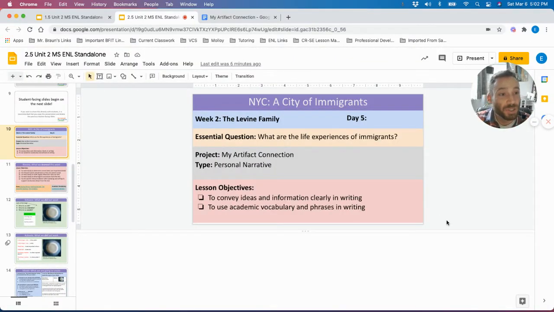So today we're going to be doing our final project for the week. This is a continuation of last week's project where we selected artifacts that were important to our culture. Today we're going to be adding some more information about those artifacts.